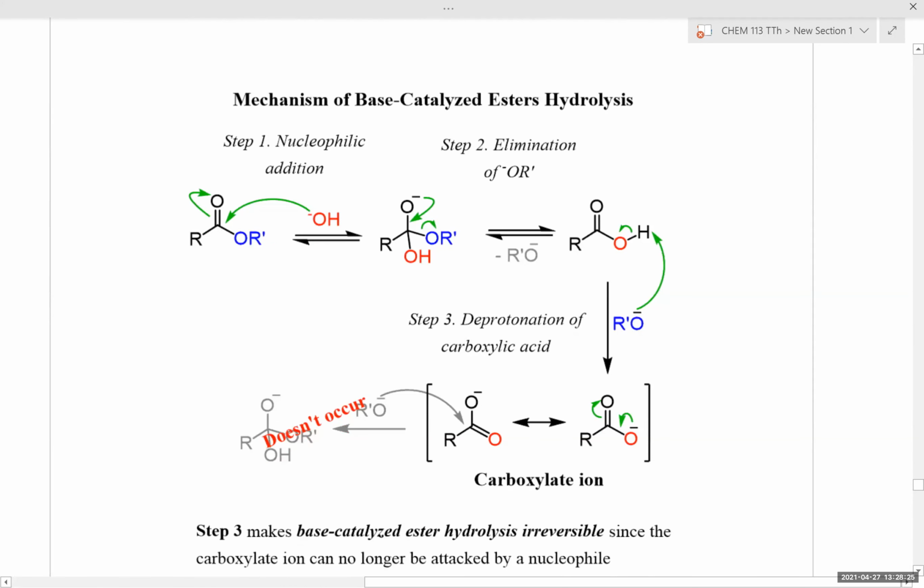In the case of base catalyzed ester hydrolysis, for our first step, our nucleophile attacks the carbonyl carbon. We kick down a lone pair and lose alkoxide. From here, our carboxylic acid, which is highly acidic, is deprotonated, and we get a carboxylate ion.